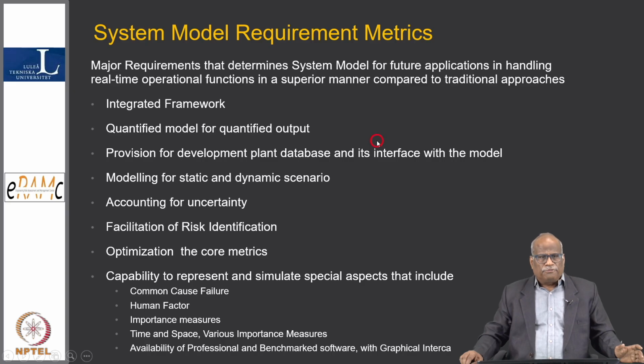Then facilitation of risk identification. We know that in a risk model, risk identification and prioritization occur. And these models require optimization of the core metrics. So if these characteristics are not there, and if we talk in terms of capability, if we want to be accurate, then the following aspects need to be answered.